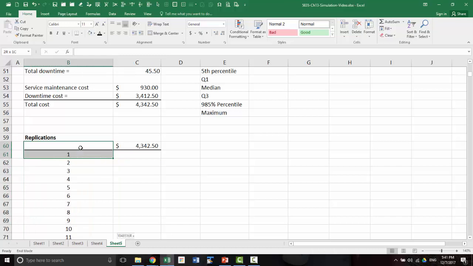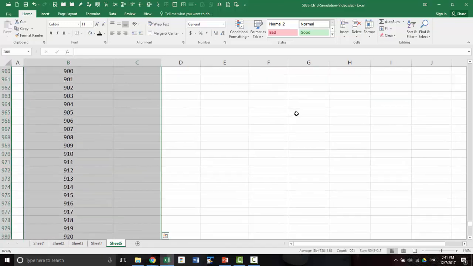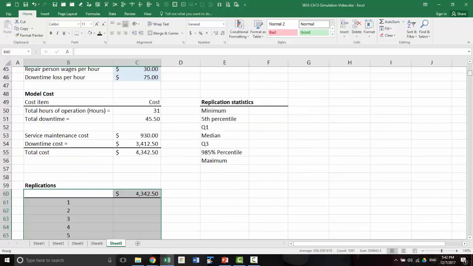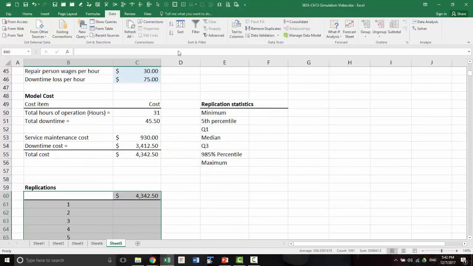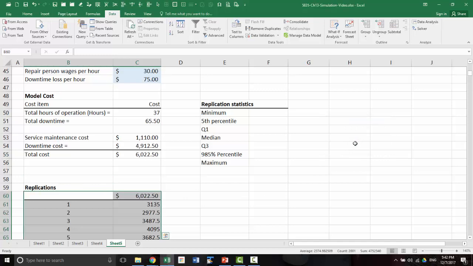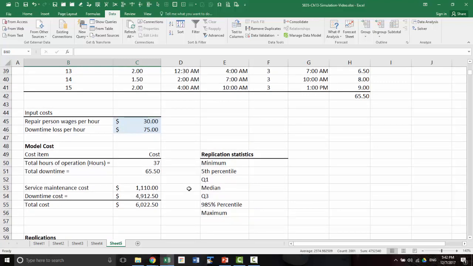Now set up a data table like that. Okay, data table and column input cell. Okay, so and these replications will have to be inserted in some column like that. And then press the F9 key, then you'll get the replications, all proper numbers for the replications will appear.